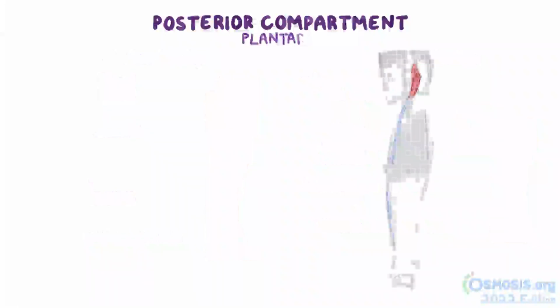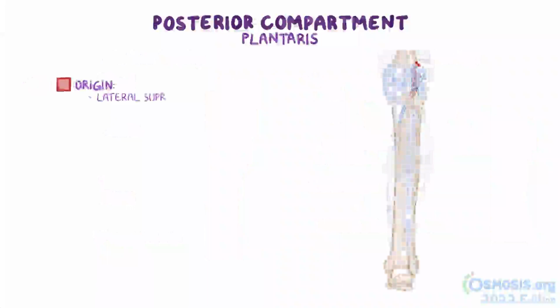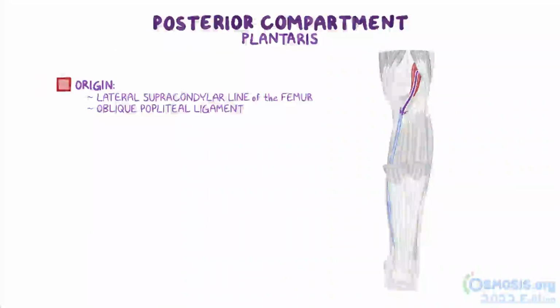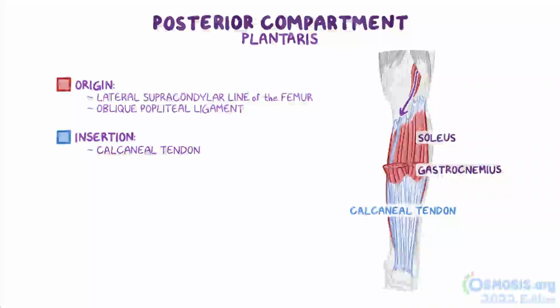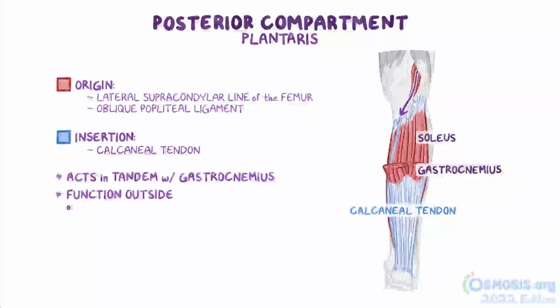And finally, the plantaris originates from the lateral supracondylar line of the femur and the oblique popliteal ligament, descends medially, and condenses into a tendon that runs down the leg between the gastrocnemius and soleus. And just like its two much larger brothers, its tendon blends with the calcaneal tendon. This mysterious muscle acts in tandem with the gastrocnemius, but due to its size, its function outside of proprioception is insignificant.